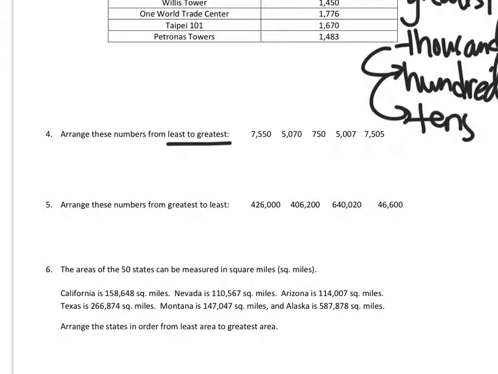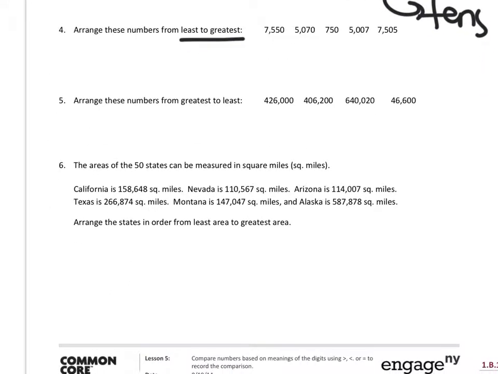And the last problem, problem 6. This one is a really challenging one because it's giving us a word problem. It says the area of the 50 states can be measured in square miles. And then it gives you California, Nevada, Arizona, Texas, Montana, and Alaska. And it wants them to order, again, least to greatest.